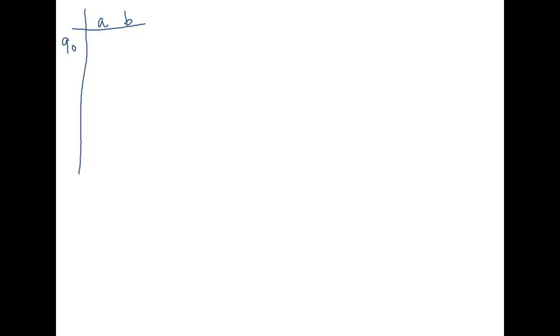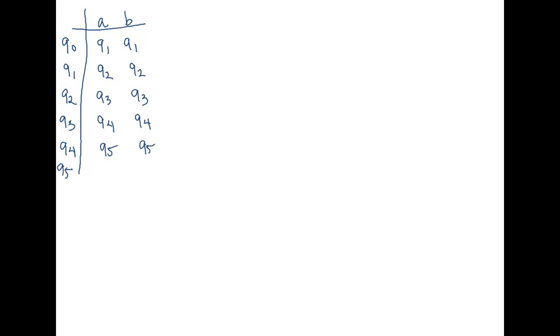So here I'm saying if I started in Q0 and I read an A, where do I go? Well, we went to Q1. The same was true for reading a B. I went to Q1. If I'm in Q1 and I read an A, I'm going to go to Q2, and if I read a B, I'm going to go to Q2. If I'm in Q2 and I read an A, Q3. If I read a B, Q3. If I'm in Q3 and I read an A, I'm going to go to Q4, and if I read a B, I go to Q4. If I'm in Q4 and I read an A, I go to Q5. If I read a B, I go to Q5.